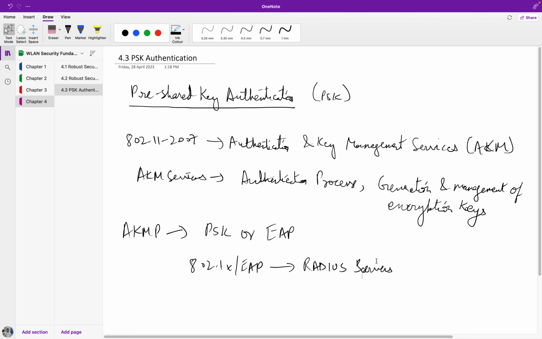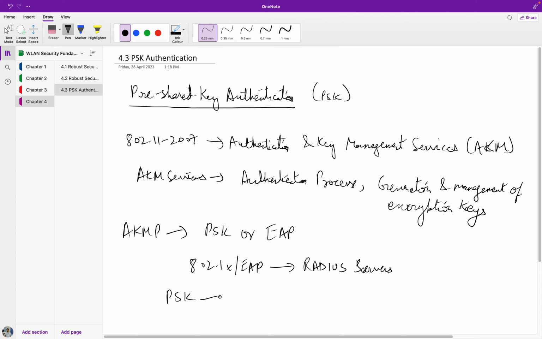The average home user like you and me, with no Wi-Fi knowledge, cannot really configure or manage a RADIUS server in their living room. That's not going to happen. So PSK authentication is meant for small office, home office environments, because the stronger 802.1X authentication solutions are not available to them. That's the only thing available.